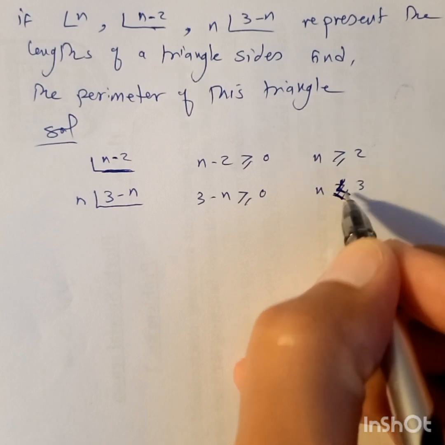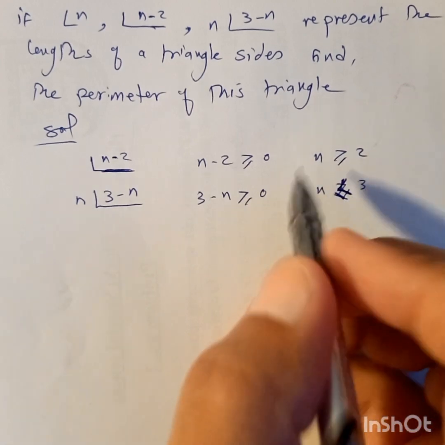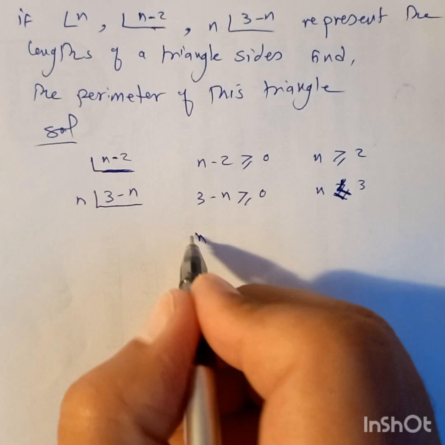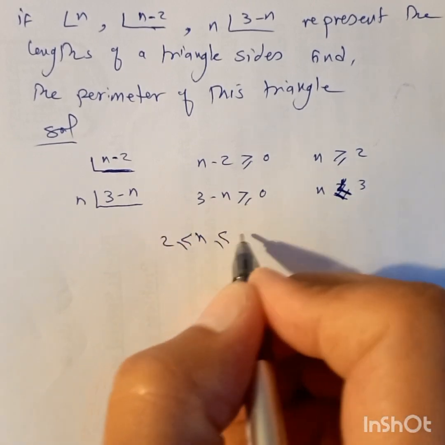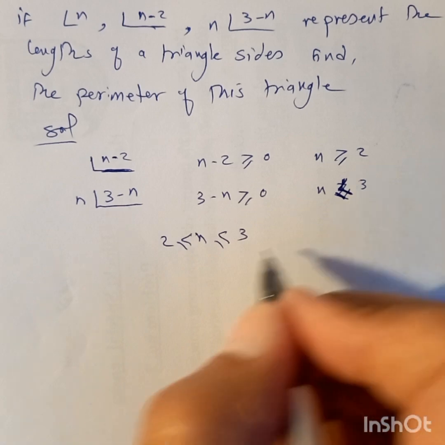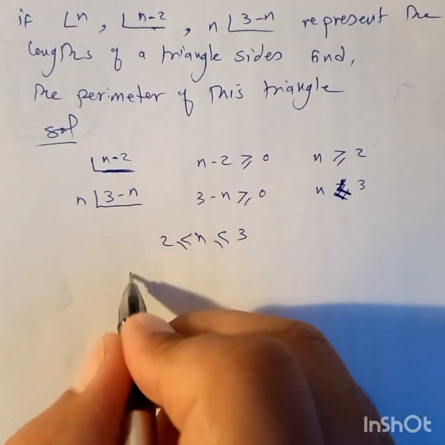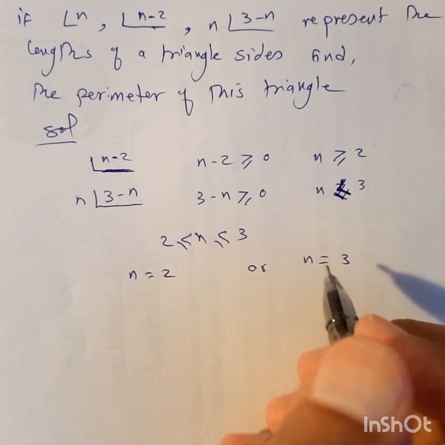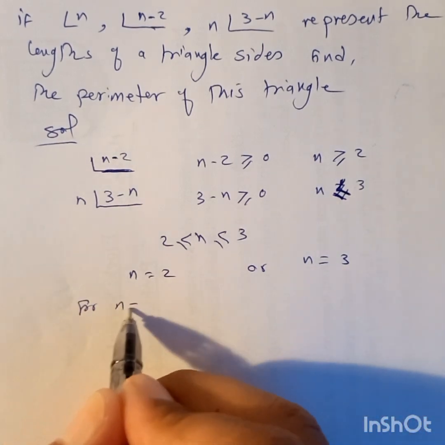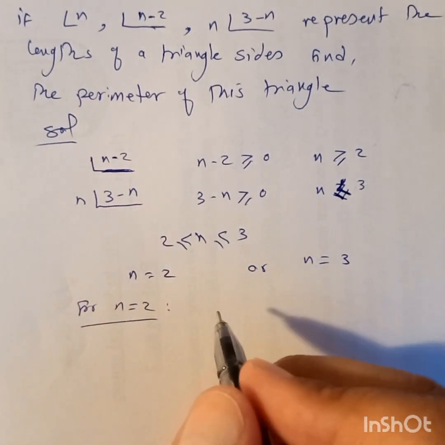Here we have this one. Then from these two relations, we have n greater than or equal to 2 and less than or equal to 3. Then we have n equals 2 or n equals 3. For n equals 2, we have the sides of this triangle.